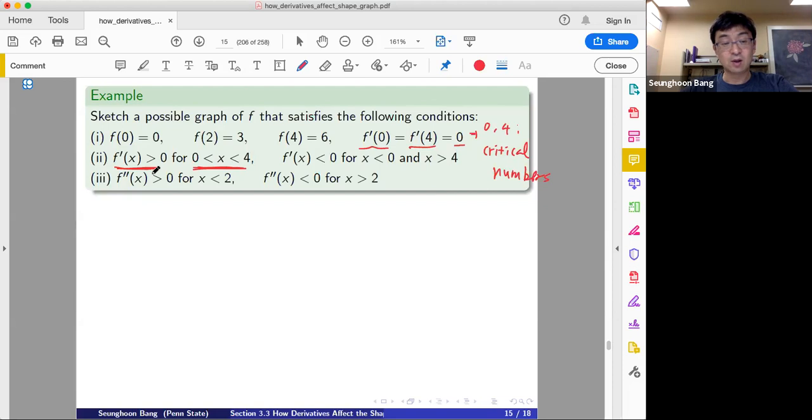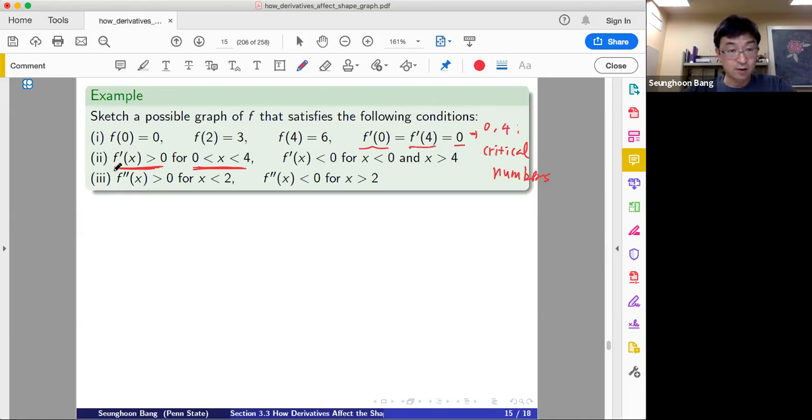What does it mean? f prime of x is greater than 0. Is the graph of f increasing or decreasing? Could you write your answer on the chatting board? Increasing or decreasing? Okay, the graph is, yes, increasing. Thank you.